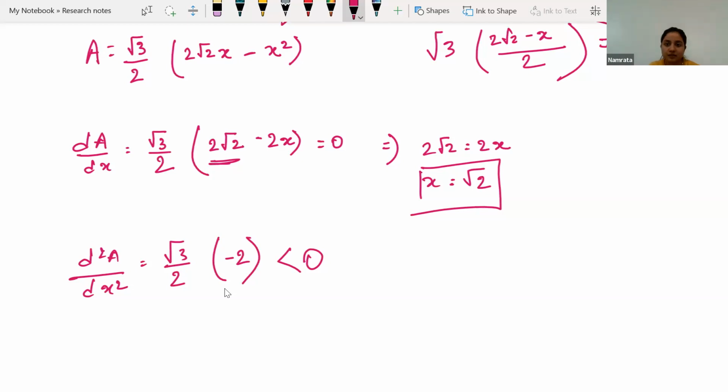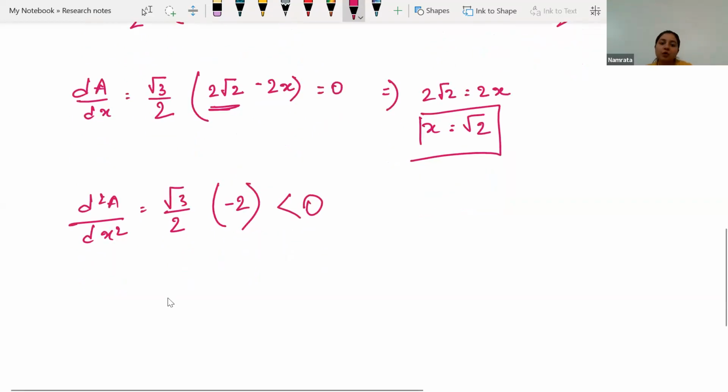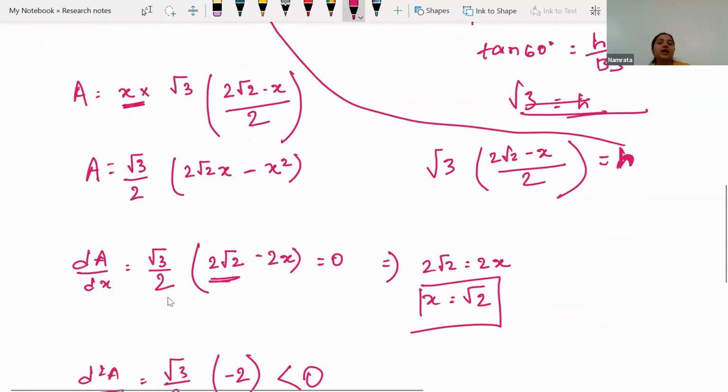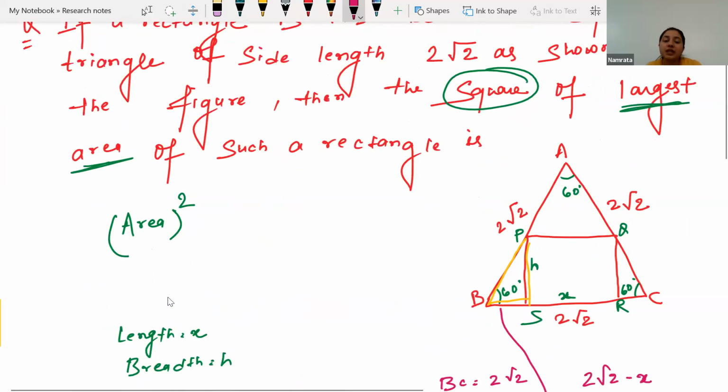Yes, is it maxima or minima? Maximum. It's a maxima. So we can say this x equals to root 2 is a point of maxima. However, we didn't get the opportunity to just put the value, but still we got the point of maxima. So whatever area we will be getting after using this value, that will be the maximum area.